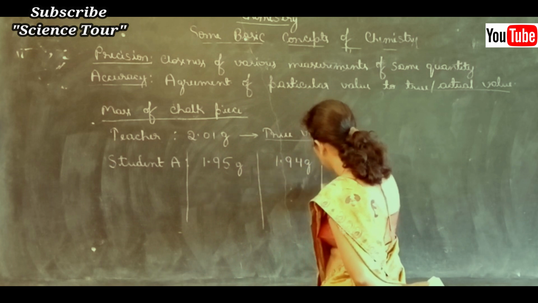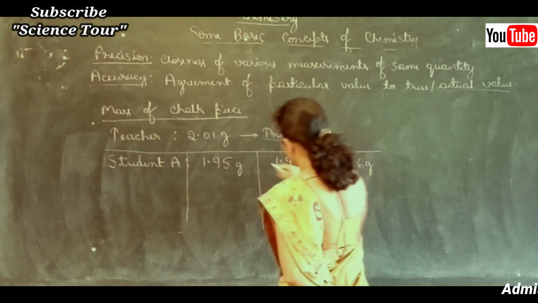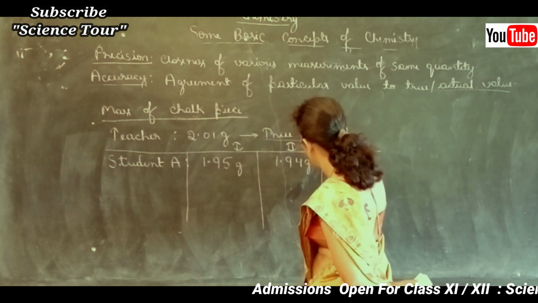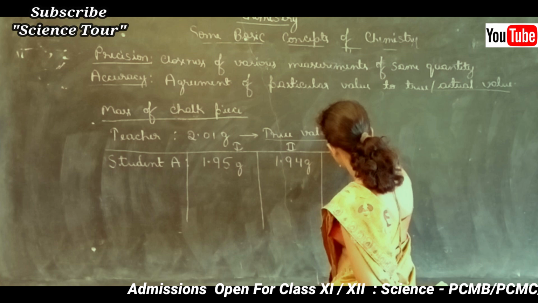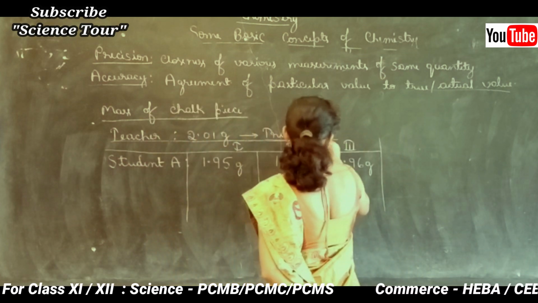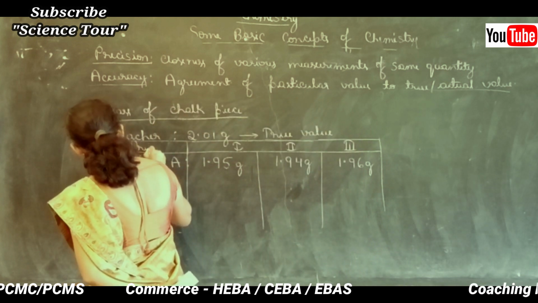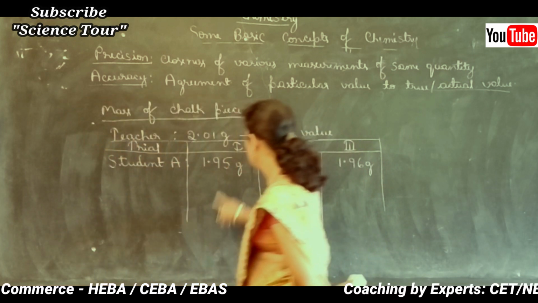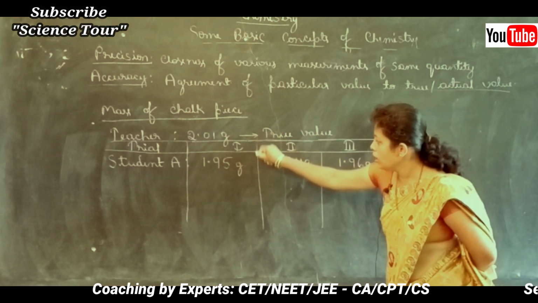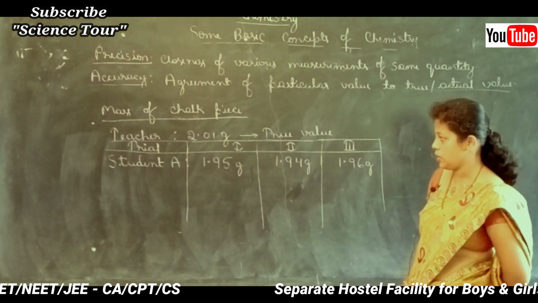Student A did the measurement. At that time he found the values. First time he got 1.95 gram, second time he got 1.94 gram, third time the value obtained is 1.96 gram. So these are the trials done by student A. Trial number 1, value 1.95 gram. Trial number 2, value is 1.94 gram. Trial number 3, value is 1.96 gram.